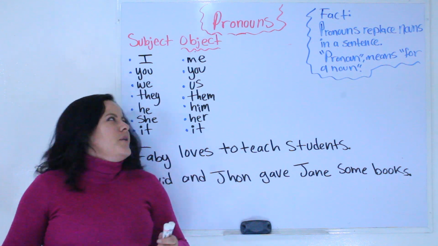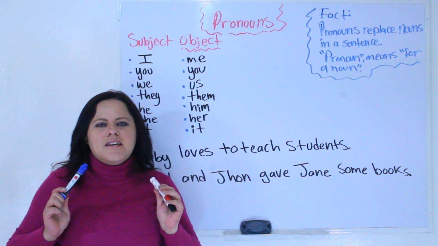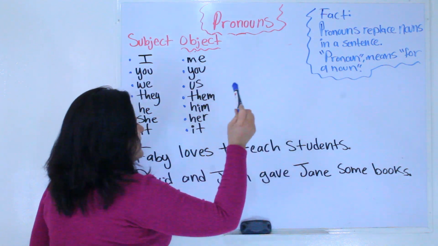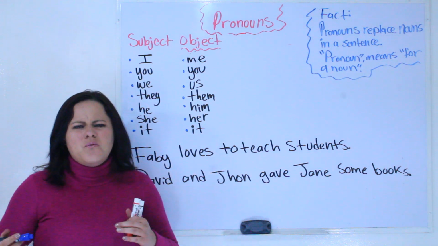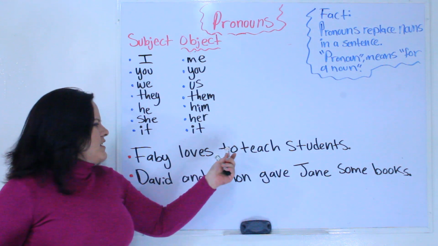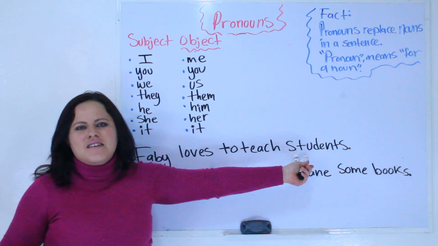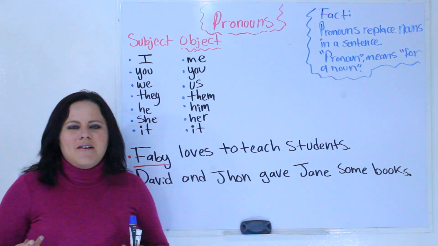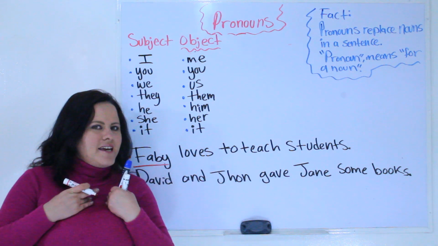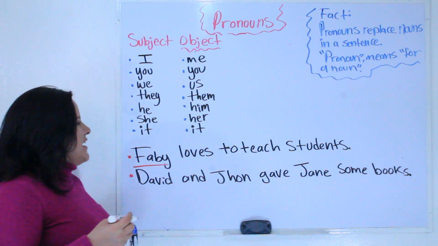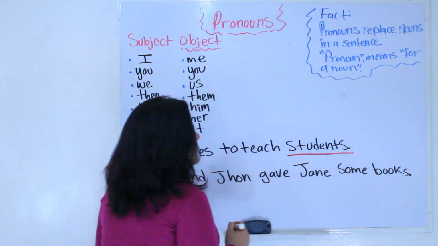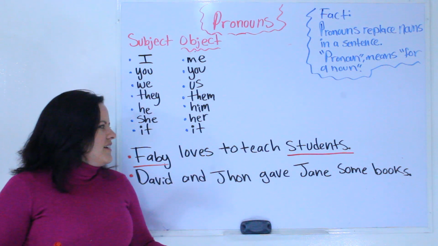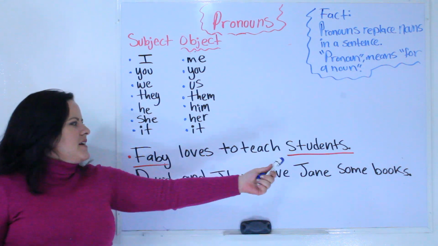So, subject and object. Let me explain using some sentences. The first one says, Fabi loves to teach students. Now let's see which words in this sentence are nouns. The first one, Fabi. Fabi is a proper noun. It is the name of a person. It is my name. So Fabi is a noun and students is a noun. Students is a plural noun, a countable noun.